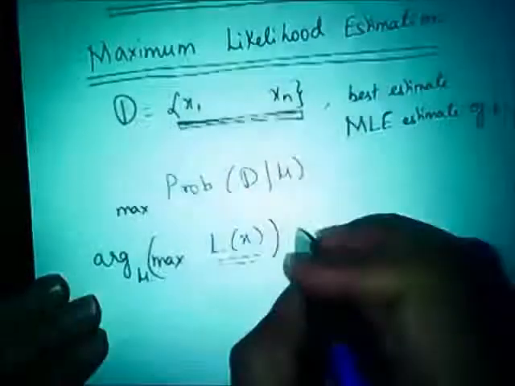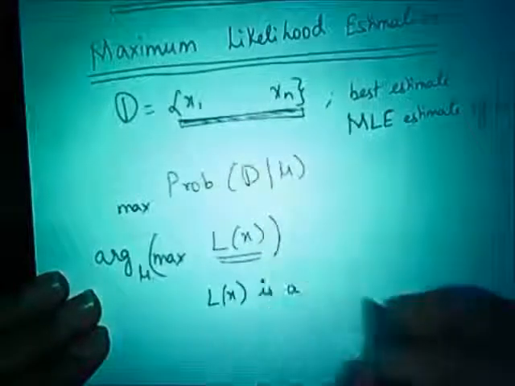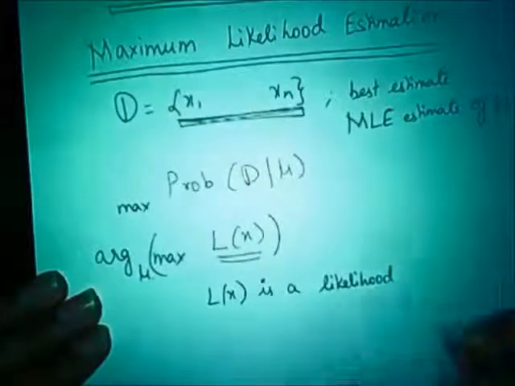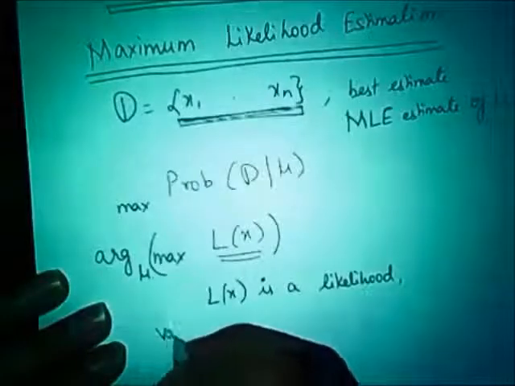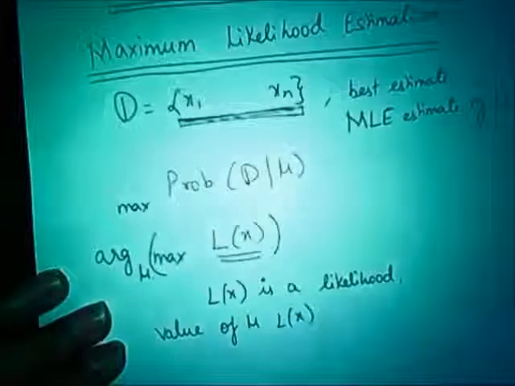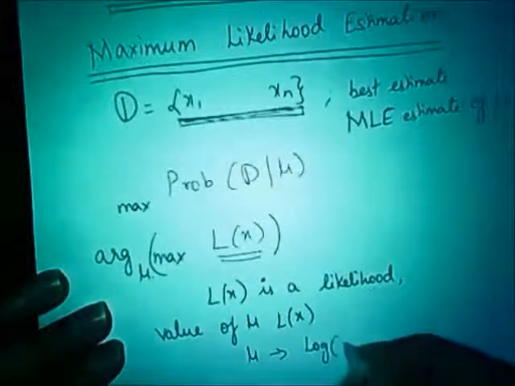As you can see, since L of x is a likelihood function, without going into too much detail, you can see that the value of mu that maximizes L of x will also be the value of mu that maximizes the logarithm of L of x.